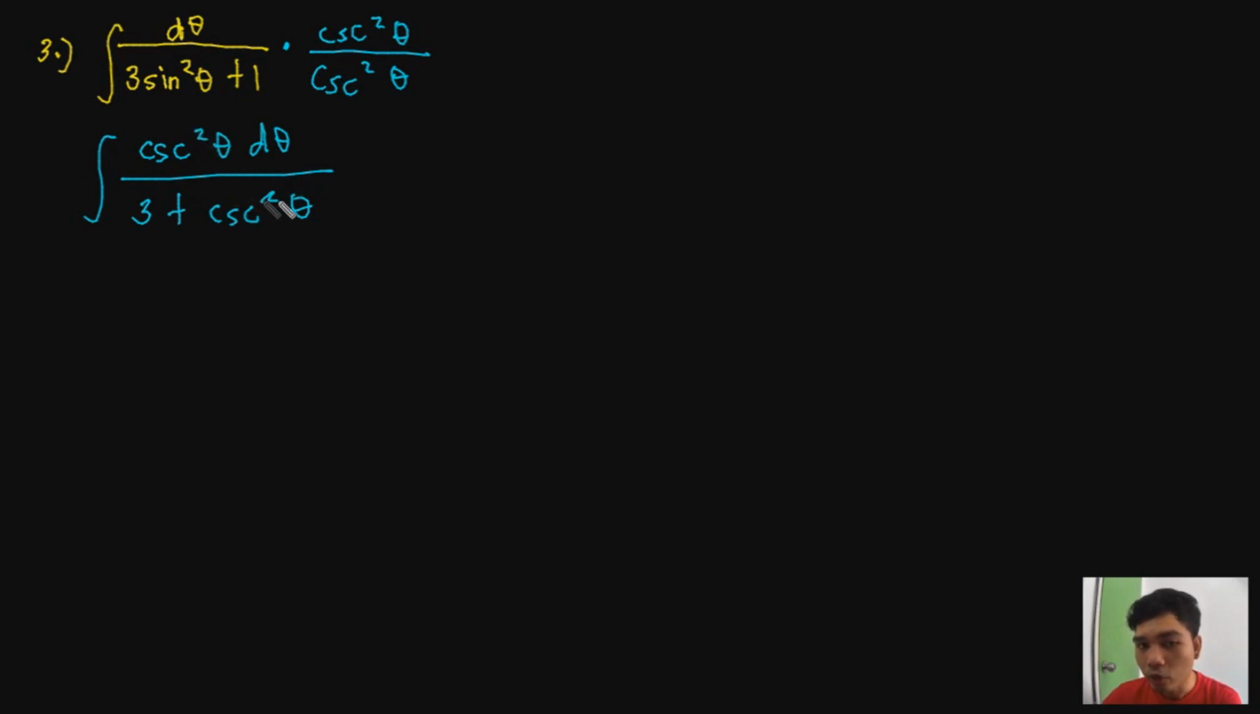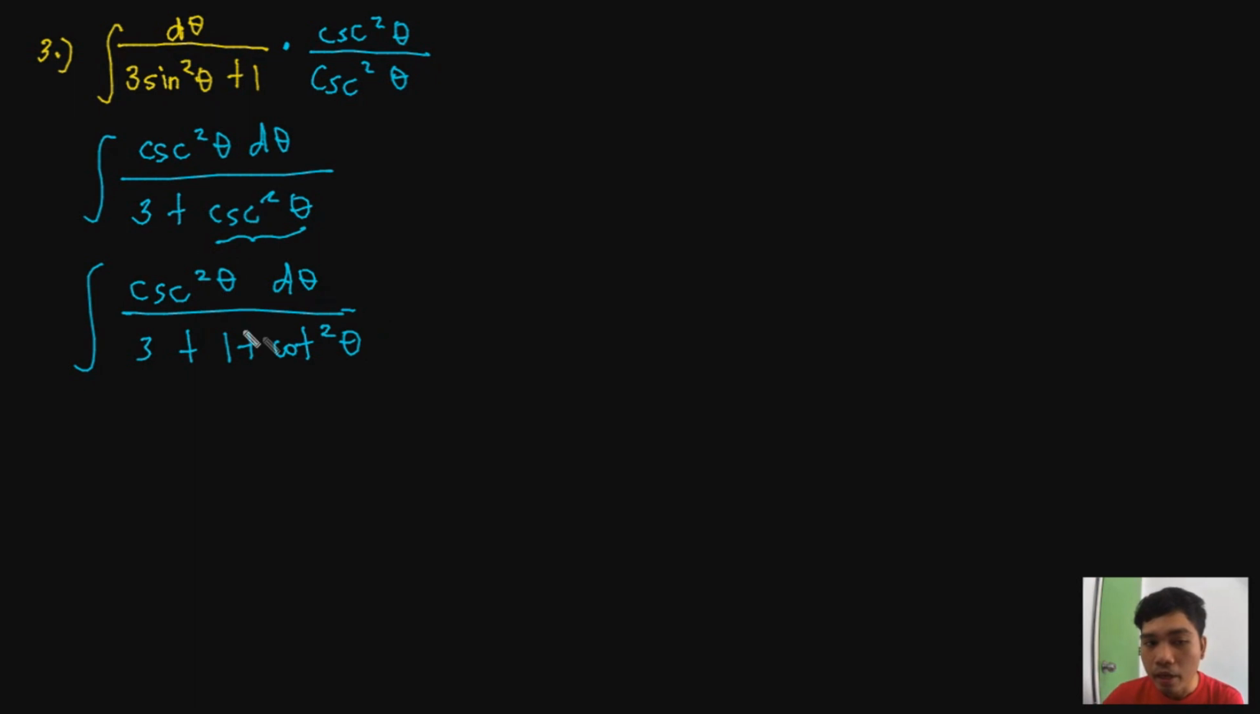So, I will rewrite this cosecant squared theta by using the identity 1 plus cotangent squared theta. So that is cosecant squared theta d theta divided by 3 plus 1 plus cotangent squared theta. Okay, so that is the identity of our cosecant, right? And then from this, we could just write cosecant squared theta d theta divided by 4 plus cotangent squared theta. Okay, and now let's have u substitution.